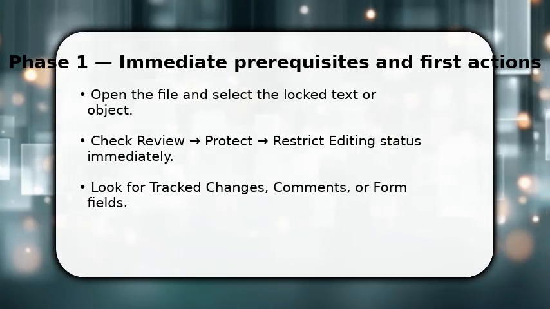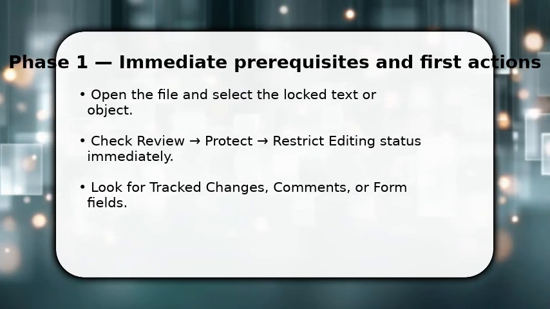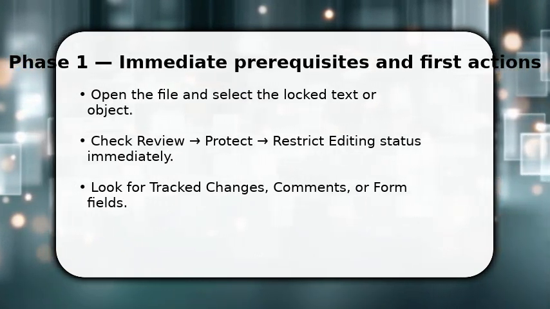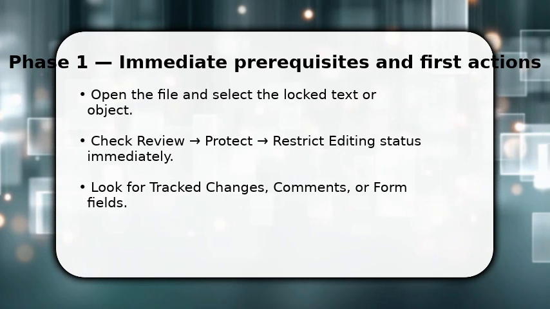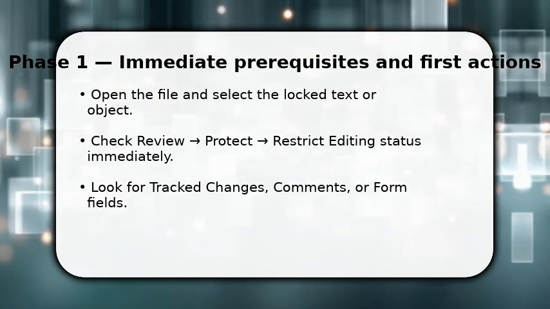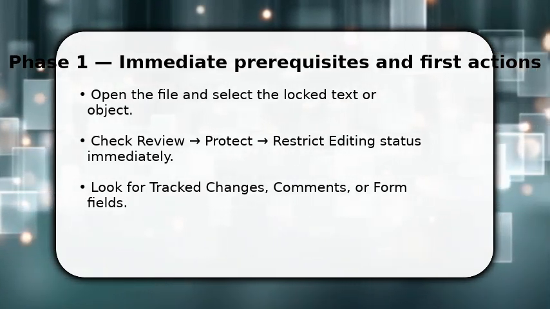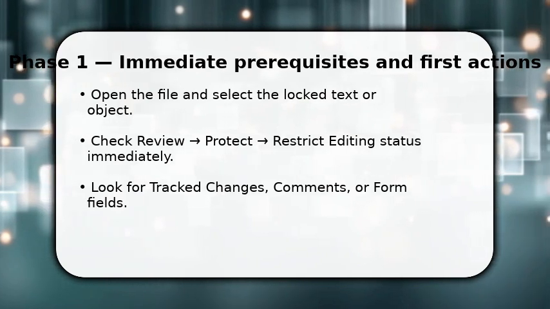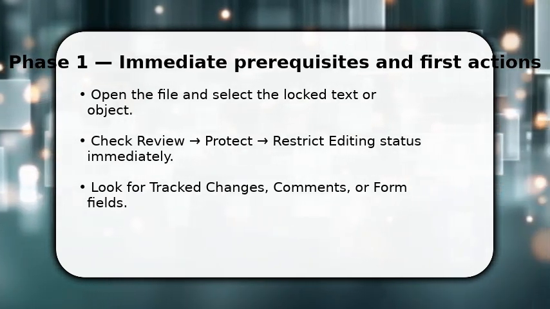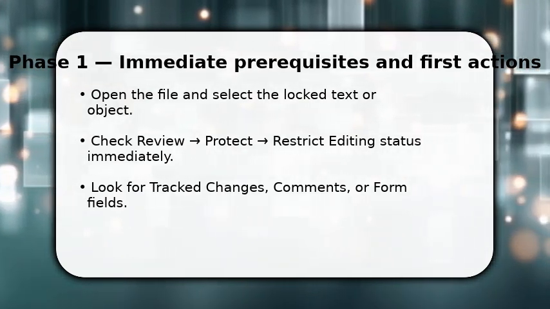You start by locating where Word says you can't make this change. That tells you the selection is locked. Open Review, then restrict editing to see active restrictions, because protection is the most common cause. Once done, toggle Track Changes off and accept or reject outstanding edits, since those can prevent edits.